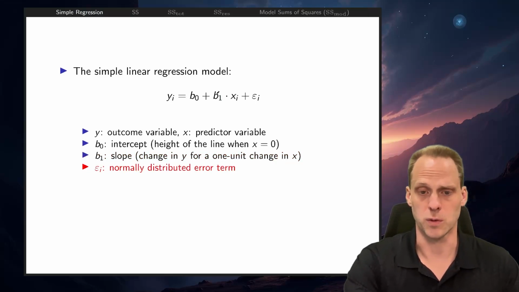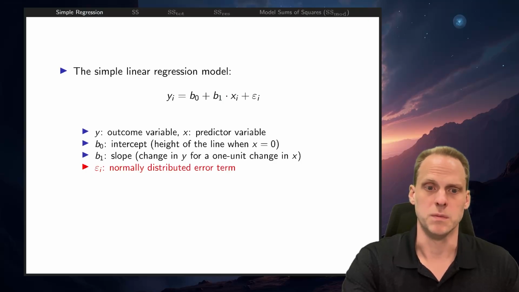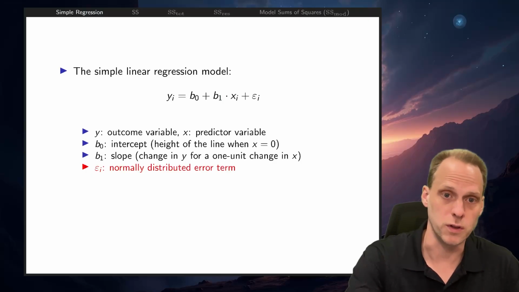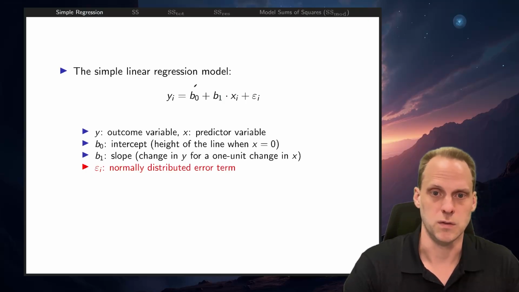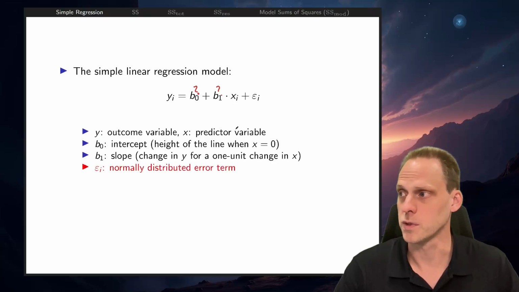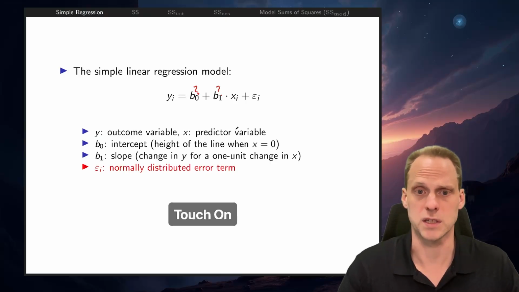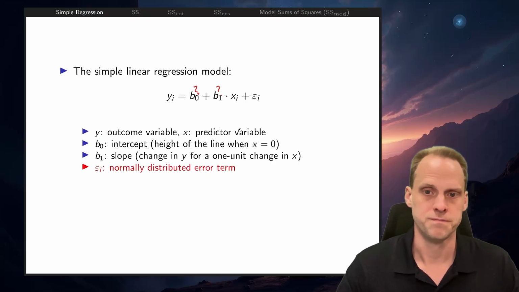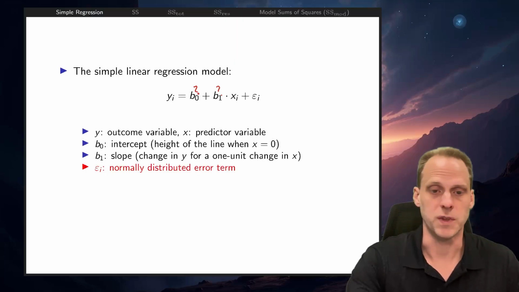This epsilon is a normally distributed error term, which means that it's the deviation from this true line that we don't know. We don't know this true line. We don't know this intercept or this slope. They are true parameters. We assume there's a real line, but we don't actually know these. So we also don't know where the line is. We don't know this deviation from the line.